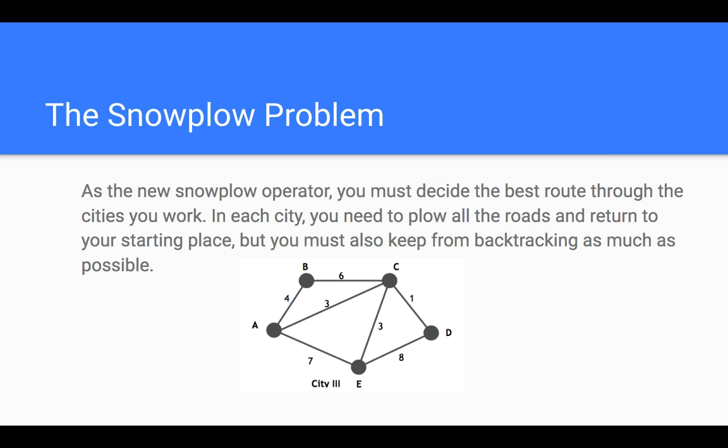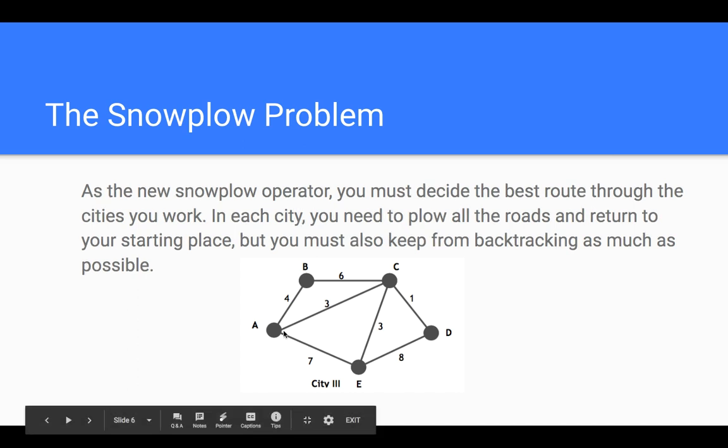So let's say a street sweeper must decide the best route through the cities he works. In each of the cities he works, he has to sweep all the roads and return to his starting place. He also must keep from backtracking as much as possible. So let's look at this.